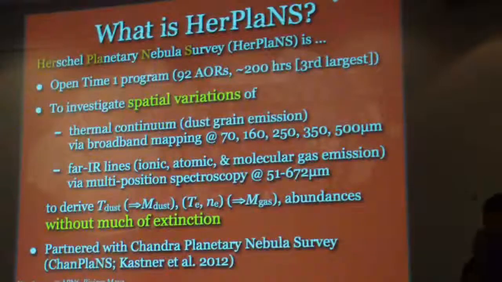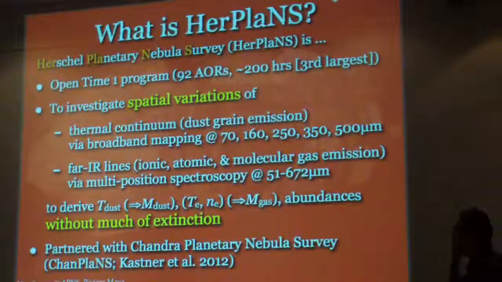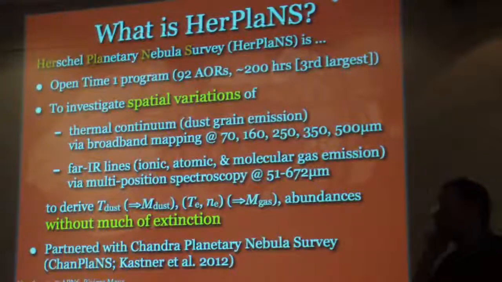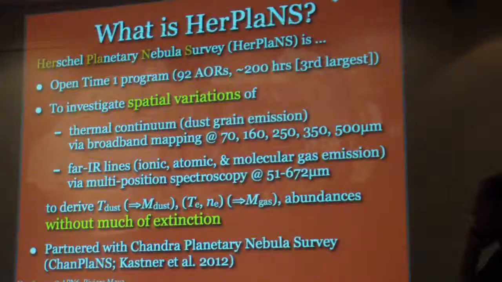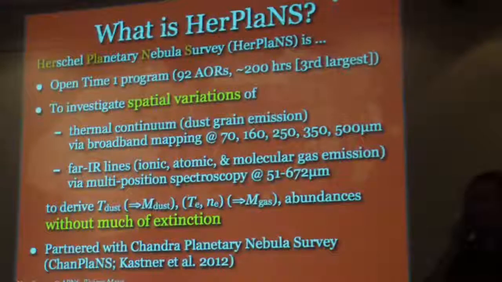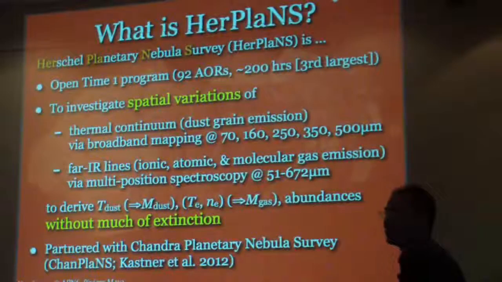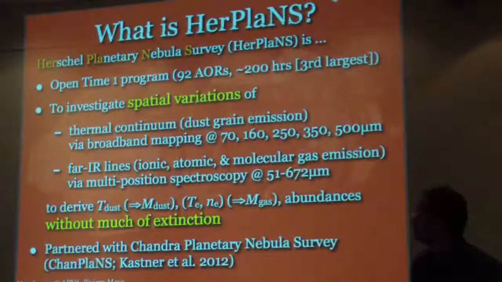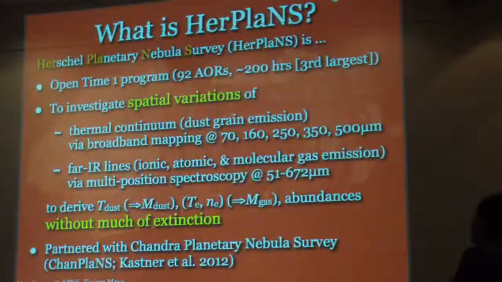So what we did in this survey is an open time cycle 1 program, and it used 200 hours of Herschel time. It was actually the 3rd largest program in cycle 1, but we looked at 11 planetary nebulae. So 200 hours, 11 objects, so it doesn't match up. But this shows you how difficult it is to detect the surface brightness of extended objects.